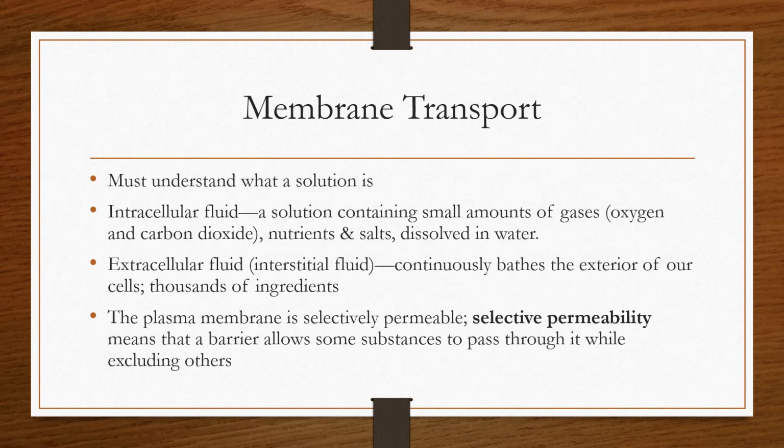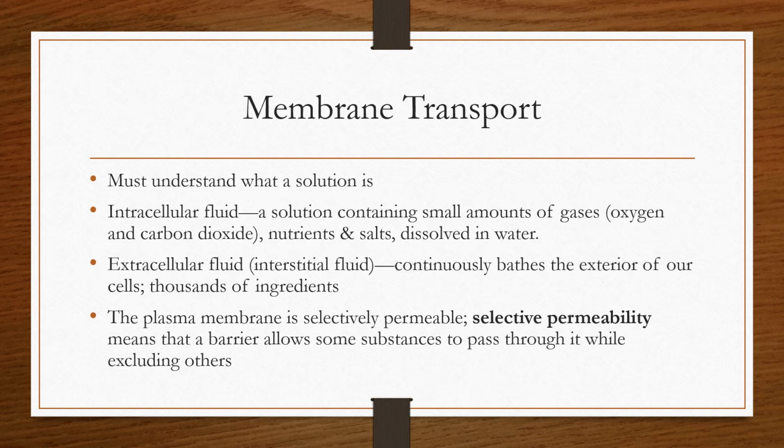Now let's talk about membrane transport. First we have to understand what a solution is. A solution is a homogeneous mixture of two or more components, and the substance present in the largest amount is the solvent. For example, water is the chief solvent in your body, and components present in smaller amounts are solutes. Intracellular fluid is a solution containing a small amount of gases, oxygen and carbon dioxide, nutrients, and salts dissolved in water. Extracellular fluid, also known as interstitial fluid, continuously bathes the exterior of your cells. It has thousands of ingredients.